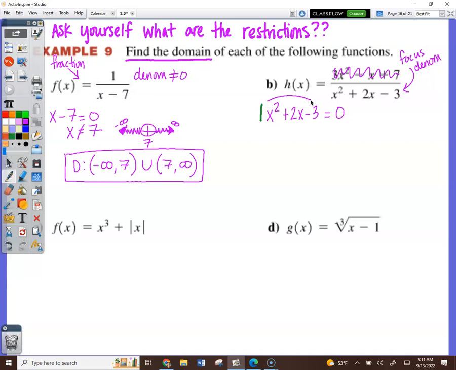Alright, 1 times negative 3. Negative 3. What are the factors of negative 3 that add up to positive 2? 3 and negative 1. Because A is 1, I can go straight to parentheses. I can't stress that enough. Because A is 1, I can go to parentheses. So it's going to be x plus 3, x minus 1.